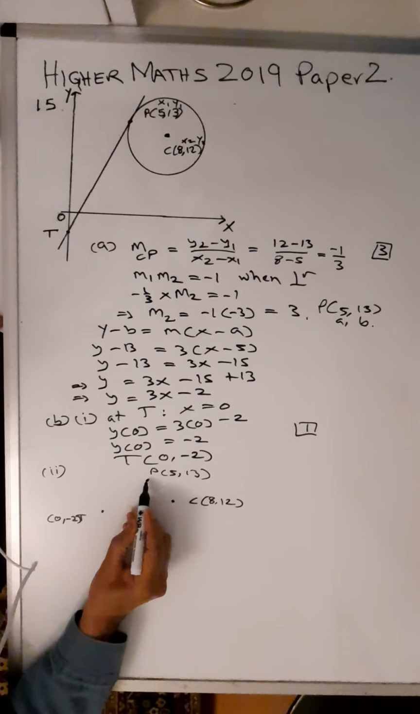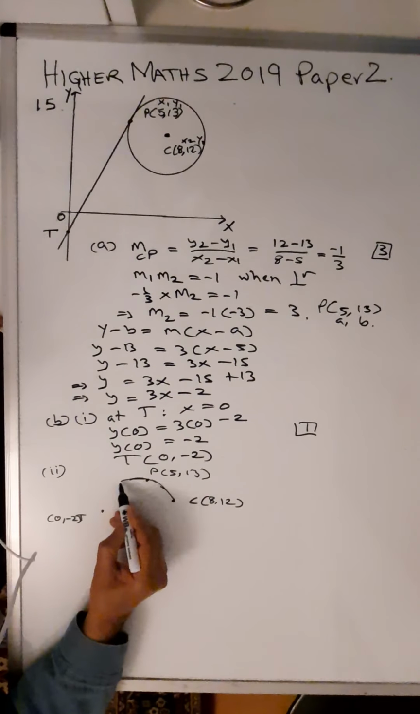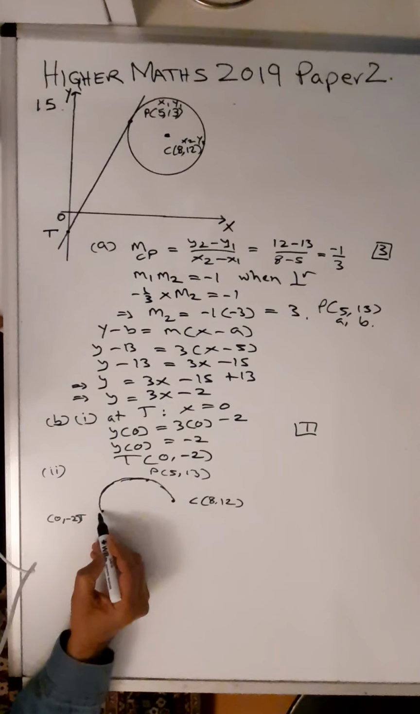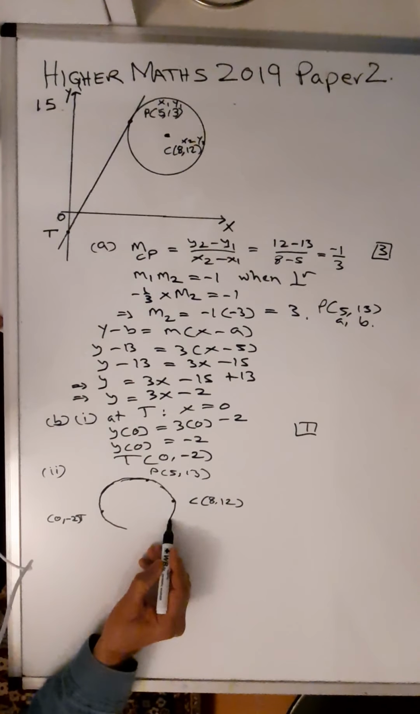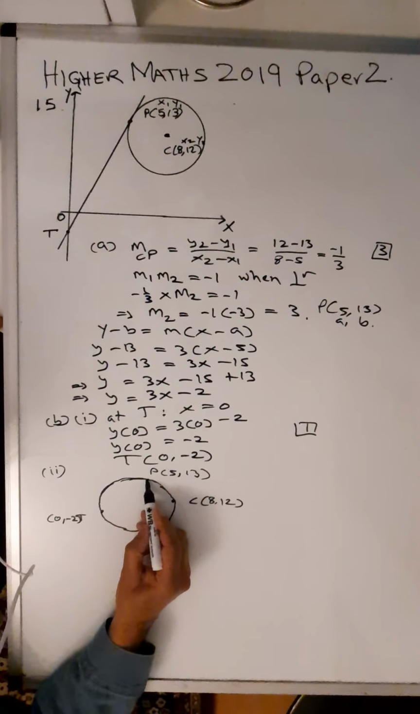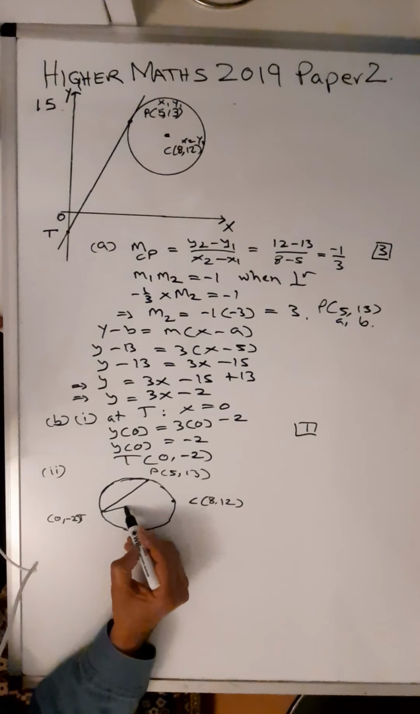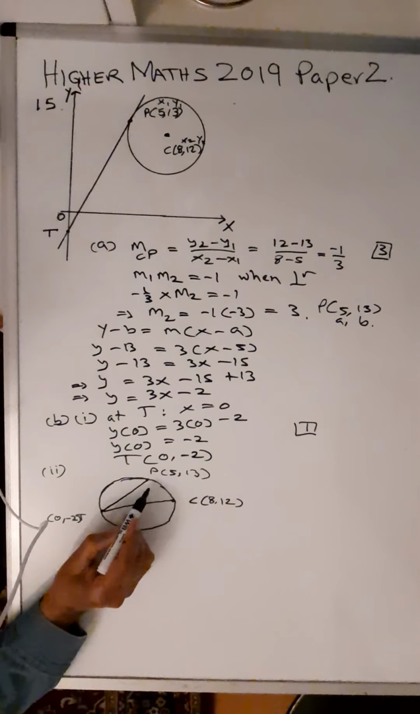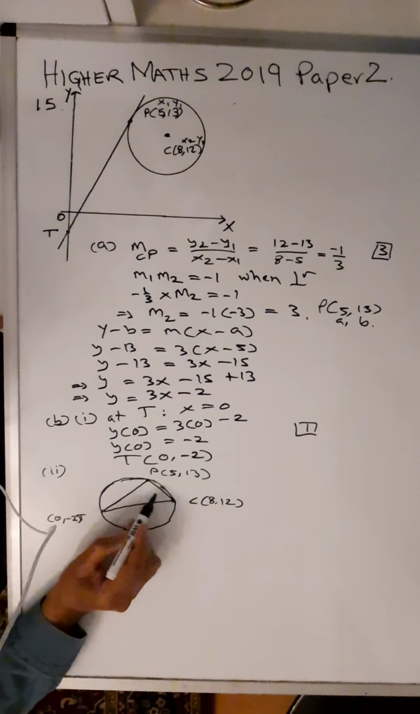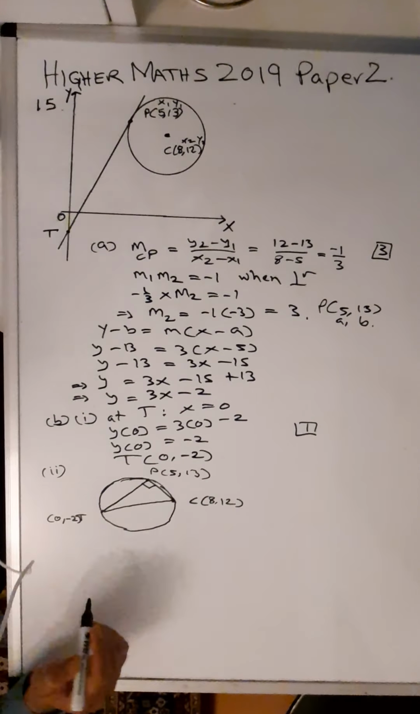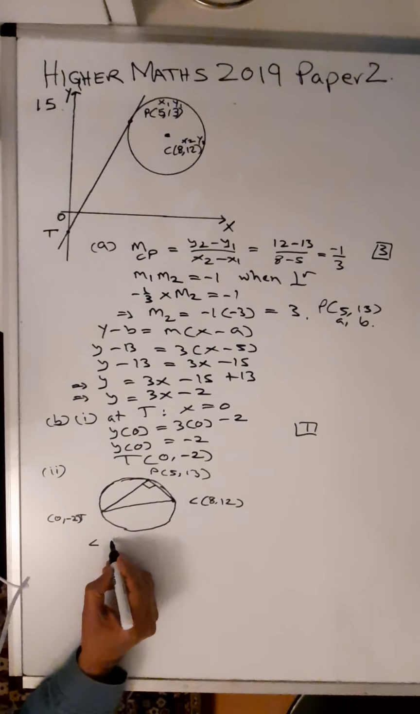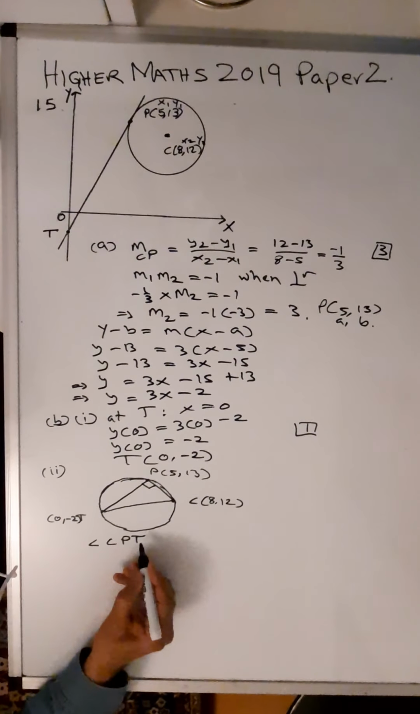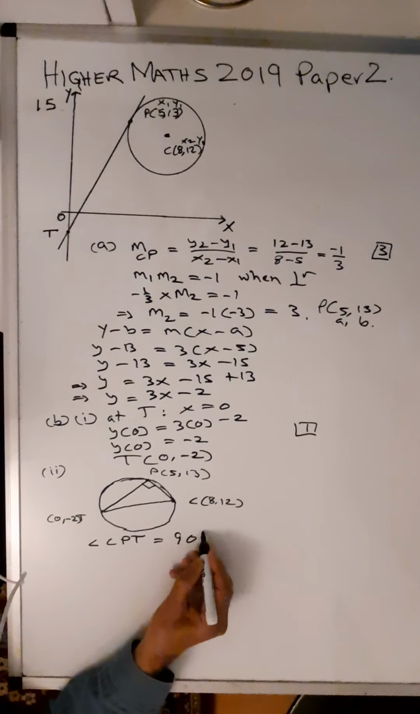So you would be drawing a circle here around this. This is the circle roughly. So what you basically have here is, this is the diameter of the circle. So you've got these points on the circumference either side of the diameter. That means this angle here is 90 degrees. So you need to state that: angle CPT is 90 degrees.